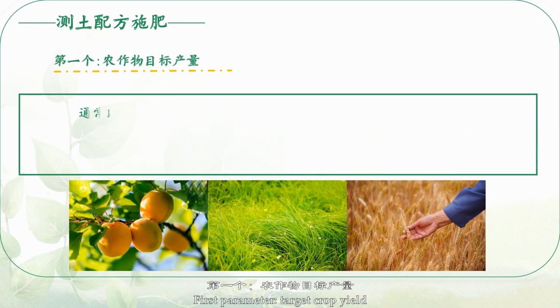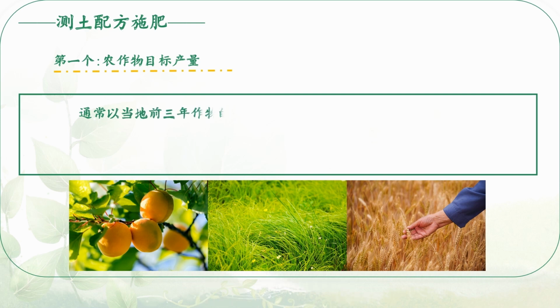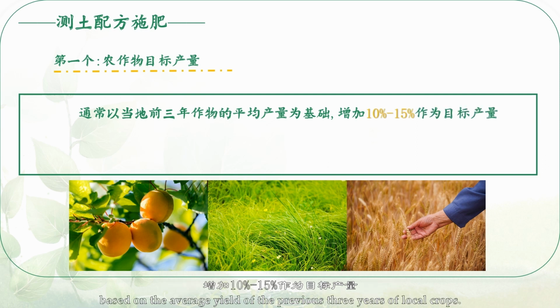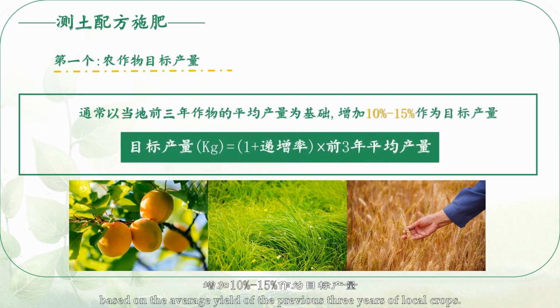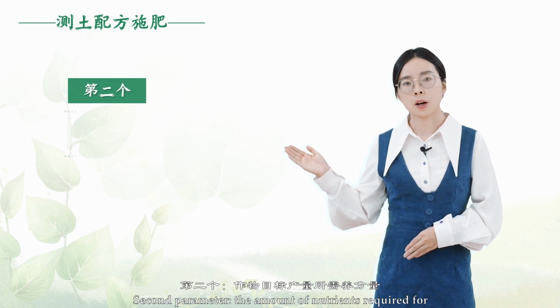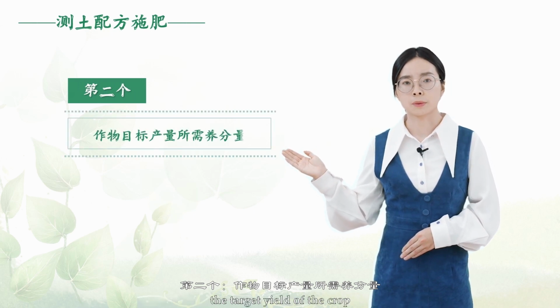Let's learn them together. First parameter, target crop yield. It usually targets a yield increase of 10 to 15% based on the average yield of the previous 3 years of local crops. That is, the target yield is equal to 1 plus growth rate times the average yield of the previous 3 years. Second parameter, the amount of nutrients required for the target yield of the crop.